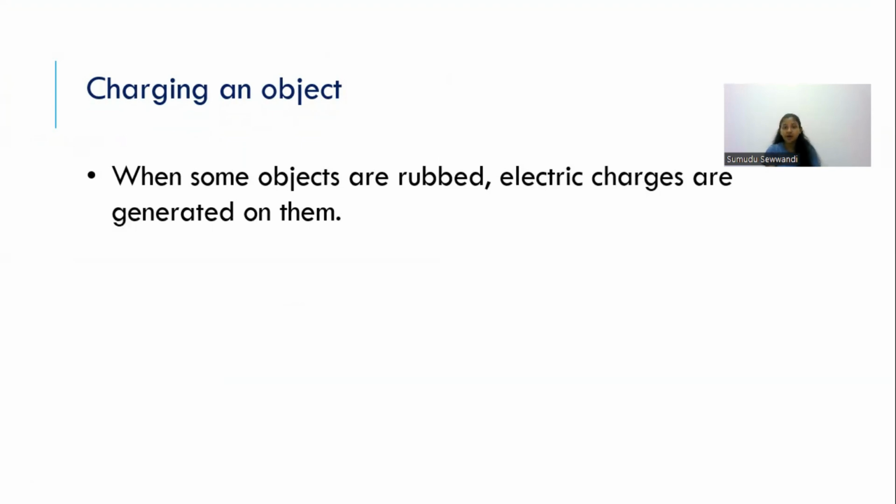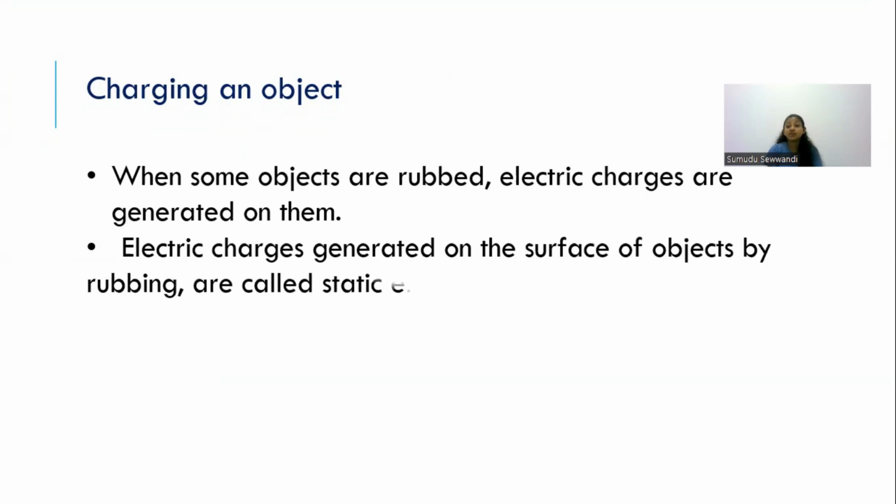When some objects are rubbed, electrical charges are generated on them. When they are rubbed together, the charges are generated on them. Electrical charges generated on the surface of objects by rubbing are called static electrical charges.